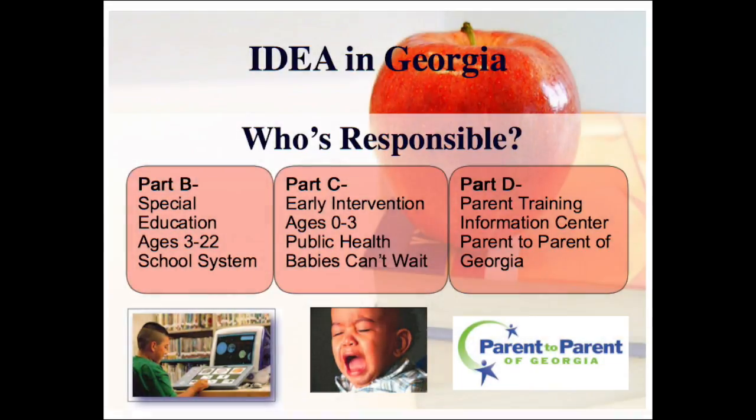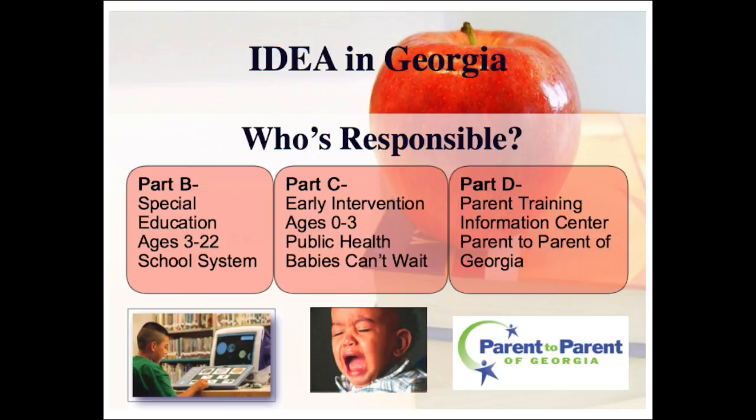All right, so how does this apply in Georgia and who's responsible for what? IDEA was written actually in 4 parts. Part A goes into what the feeling was and what Congress wanted the law to accomplish. Part B talks specifically about school-aged children. So we're talking about children ages 3 to 22, meaning their 22nd birthday. And because we're talking about school-aged children, this is managed by the Department of Education here in the state of Georgia.